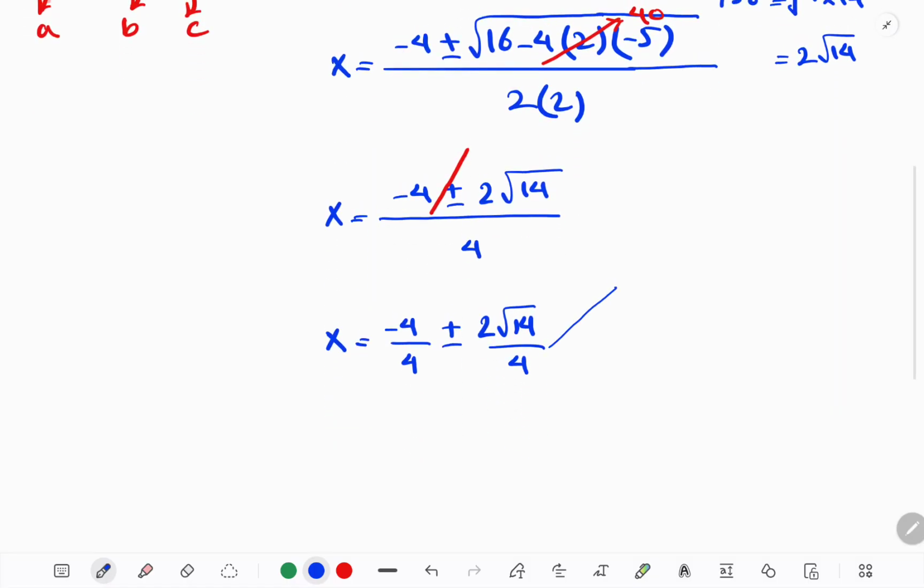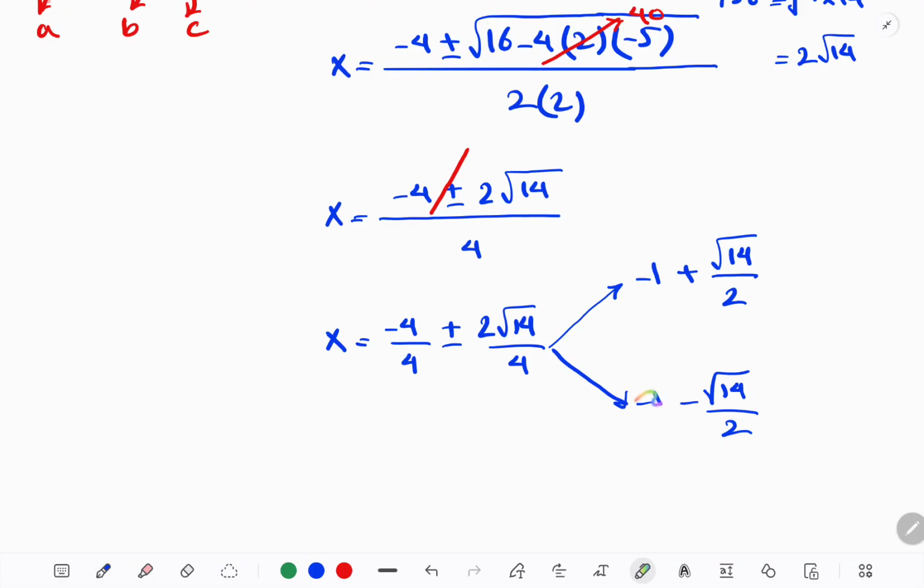So we can have two answers for x. Negative 4 over 4 is negative 1. So positive 1 and negative 1. And I'm going to divide 2 by 4, which is 1/2. So these are our two answers.